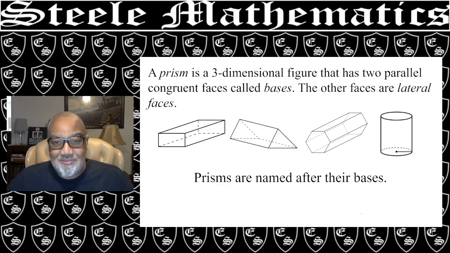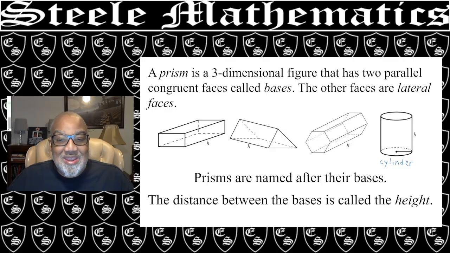Now, the circular prism has a special name, and that is the cylinder. And I'm going to write this down, cylinder. The distance between the bases is called the height. Now, usually when you think of height, you think of how tall something is. In other words, from bottom to top. But officially, the height is the distance between the two bases.